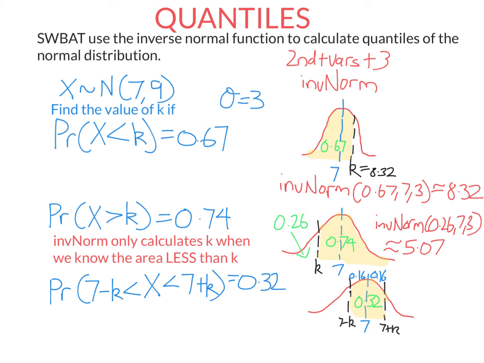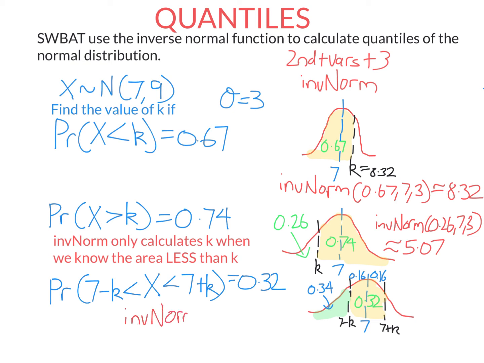So the problem is the inverse normal function only works when we know the area less than the value we're interested in. But I know that 50% of scores are less than the mean of 7. So if 16% of scores are within here, in this area over here must be 34% of scores. So the probability of being less than 7 minus k is 0.34. Now I have everything I need to use the inverse normal function.